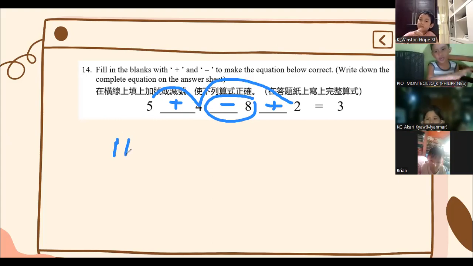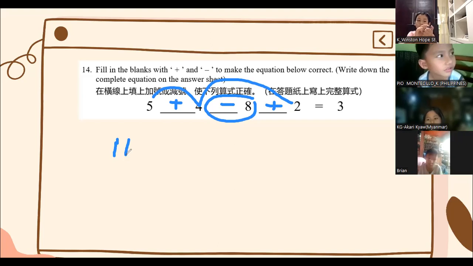And then why do you think we have to add first? Because in MDAS, do you know what's in MDAS? If there are two or more operations that exist in the equation, you have to follow the rule of MDAS, wherein you have to solve it according to which operation appears first, right? So which one is first between addition and subtraction? Addition comes first, right? MDAS. So the addition comes first.